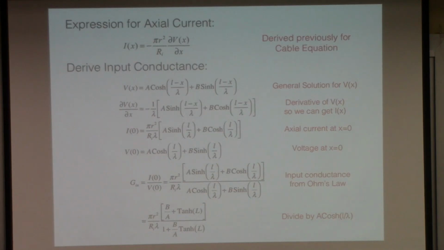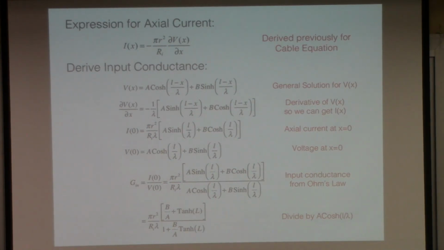So continuing, if this is the form of the solution for any point x, then at x equals 0, the solution is A times the hyperbolic cosine of L over lambda, x is 0, plus B times the hyperbolic sine of L over lambda, x is 0. So we've got an I of 0 and a V of 0. We've got a relationship on the current going into the left-hand side of this cable at location 0, and we've got a relationship on the voltage at that same location. Why do we care about this?